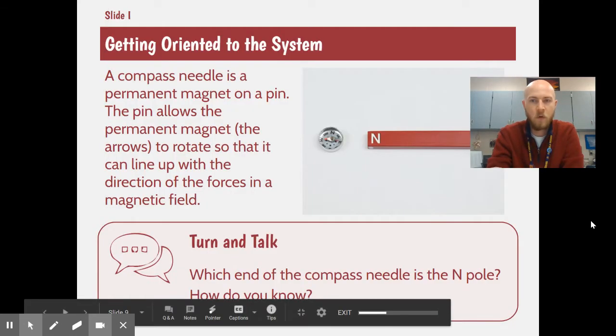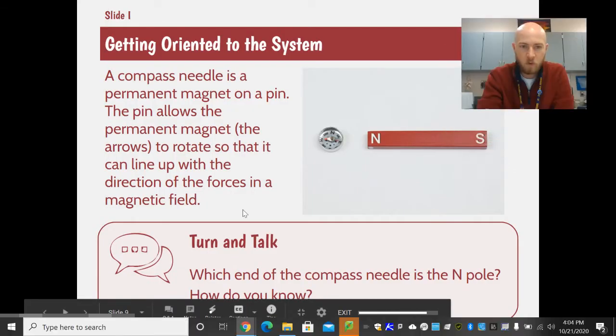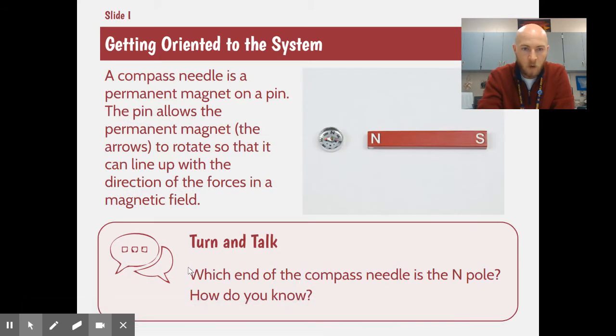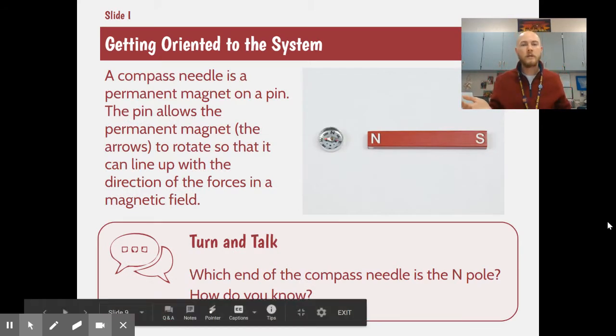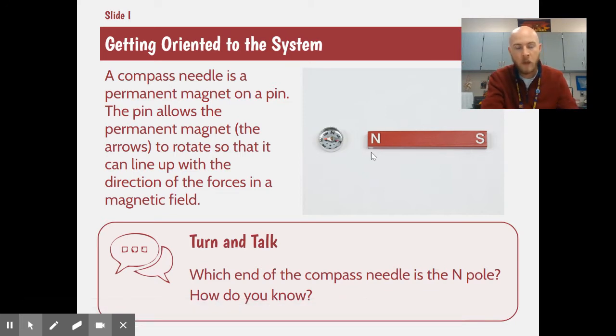All right, so on this slide, I want to talk about our system. In this picture, you'll notice we've got a magnet and a compass. Before we discuss the system between the two things, we need to talk about this compass. We've seen those before. Remember, we used compasses to see if a magnet was attracted to them in our investigation back in lesson 2 about what kind of magnet push and pull.